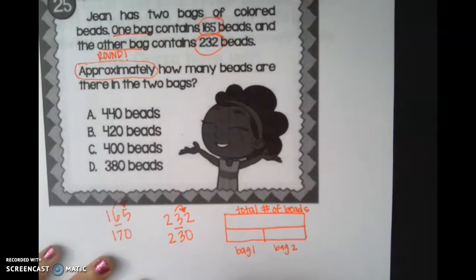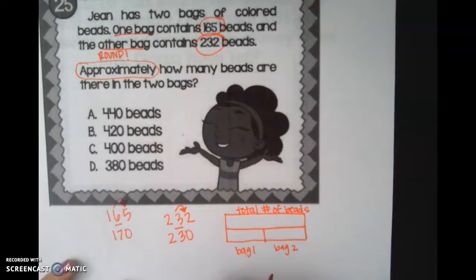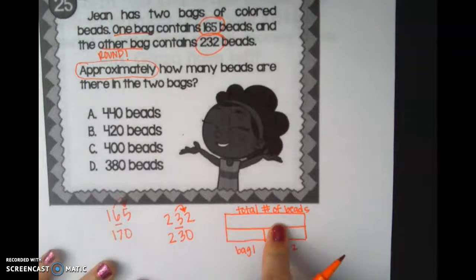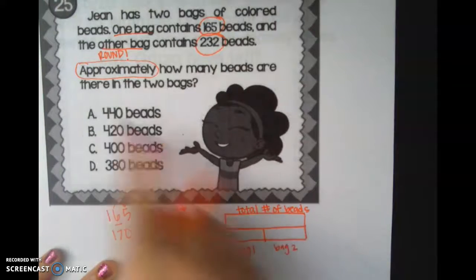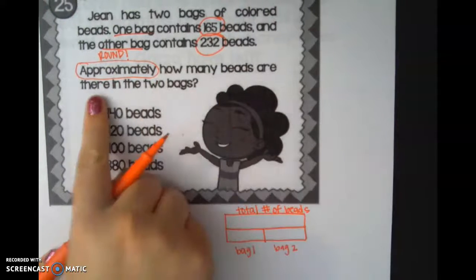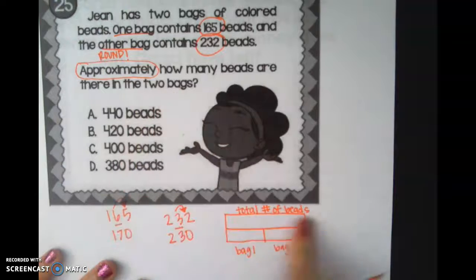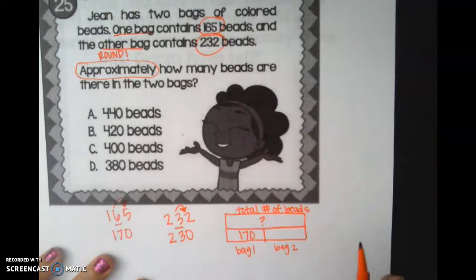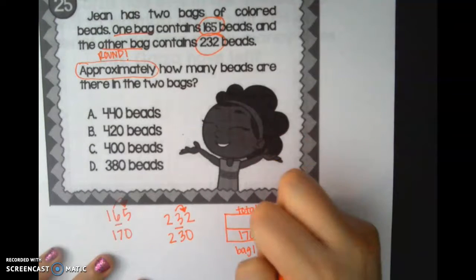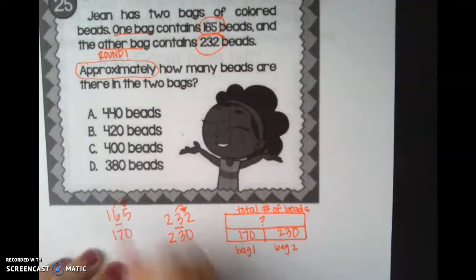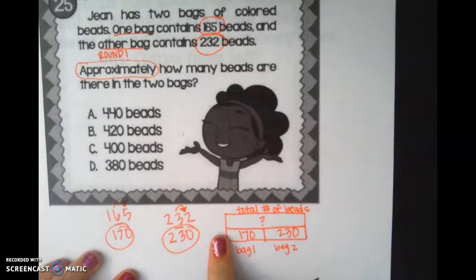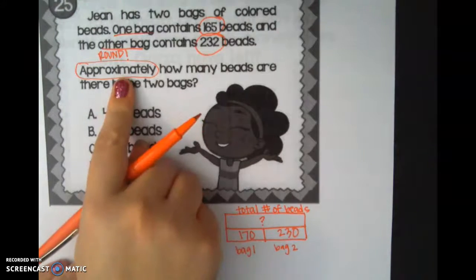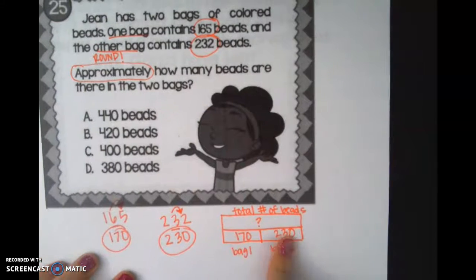This is going to help me understand if you know the problem. This is also going to show you if you understand the problem. Do I know the total number of beads? Approximately how many beads are there in 2 bags? I do not know the total number of beads, but I do know in bag 1, he has 170 approximately, and in bag 2, he has 230. I'm not writing the non-rounded number. I'm writing the rounded number because my answer is going to be rounded. So I can add these 2 up.